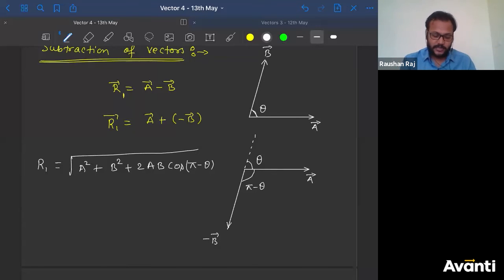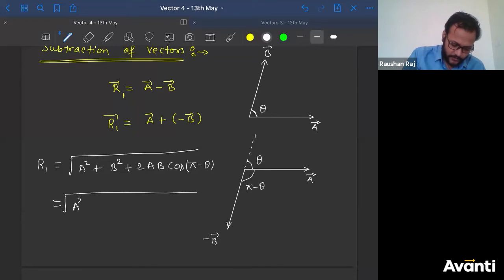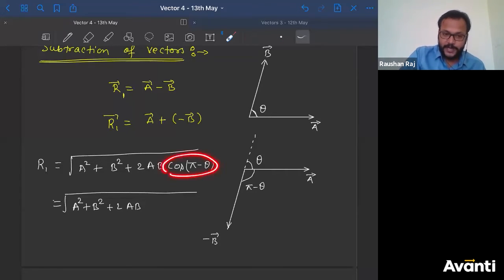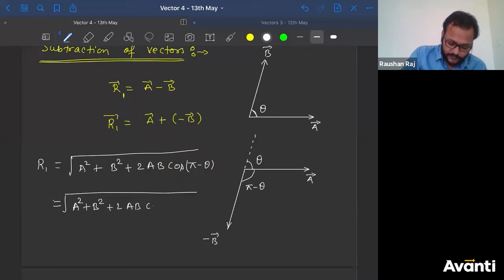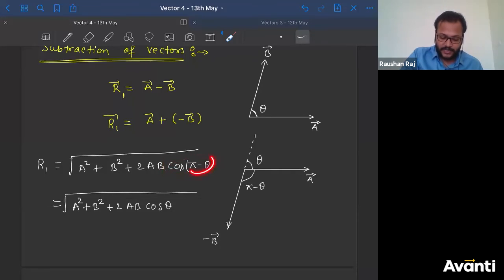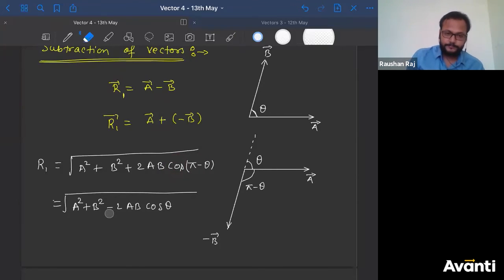So since we are talking about cos n pi plus minus theta, I have to copy this down. Square root of A square plus B square plus 2AB into cos of pi minus theta. I have to copy the cos form only, the cos theta. What about the sine of this one? This angle will lie in the second quadrant. In the second quadrant, cos theta is negative, so I have to put a negative sign.